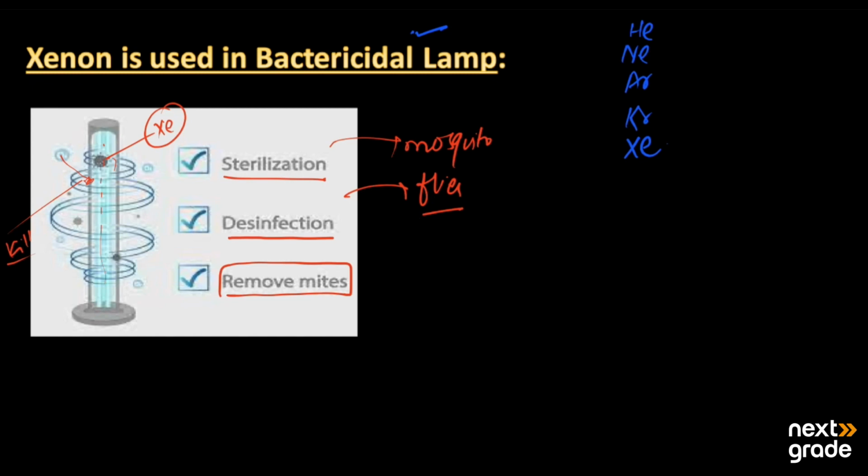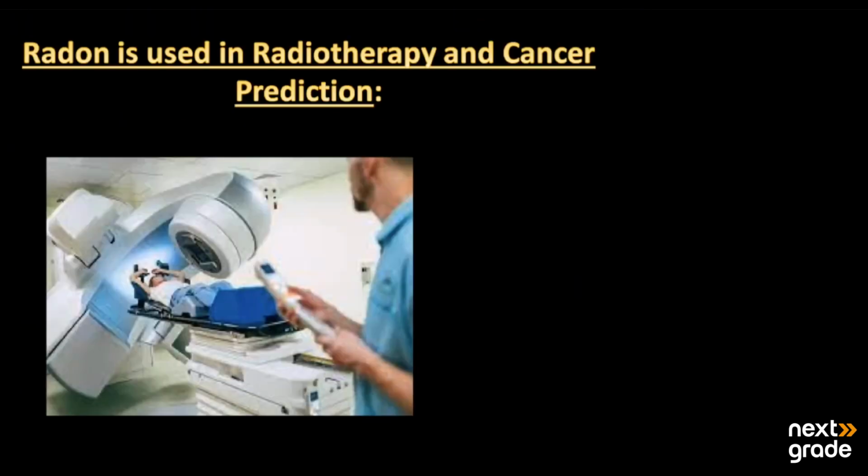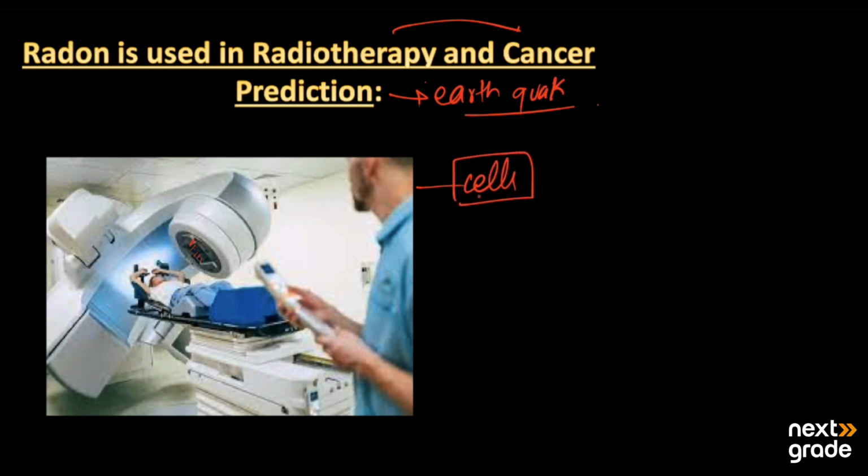And then we have the use of radon, which is the last noble gas. It is used in radiotherapy and cancer treatment. So radiotherapy for cancer, and it is also used for the prediction of earthquakes. Radiotherapy of cancer means these are specific types of rays that are used to kill the cancerous cells, and in turn the patient may get well with the passage of time. On the other hand, it is also used in earthquake prediction.